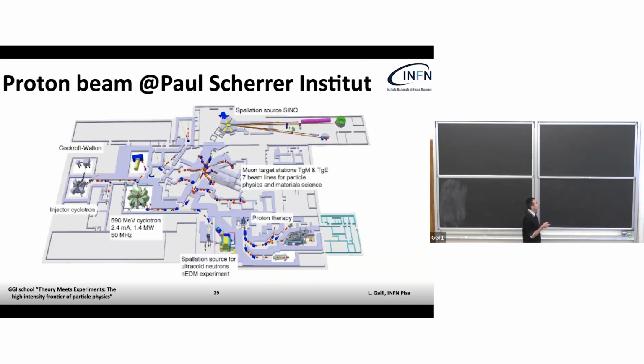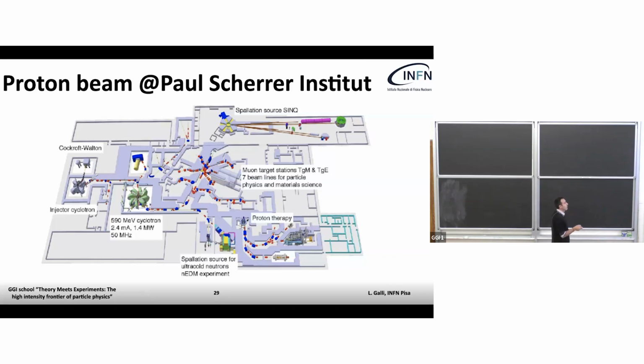This is the map of the Paul Scherrer Institute beam facilities. Everything starts from a Cockcroft-Walton accelerator here. It is the main injector of all the lines. After this linear accelerator, the protons are extracted into this injector cyclotron, which increases the energy up to 74 MeV for protons, and then they are transported to the main cyclotron here, which is very powerful in the sense that out of this, we have 2.4 milliampere current of protons, which is not a negligible number, for a power of 1.4 megawatt. And we extract protons of almost 600 MeV.